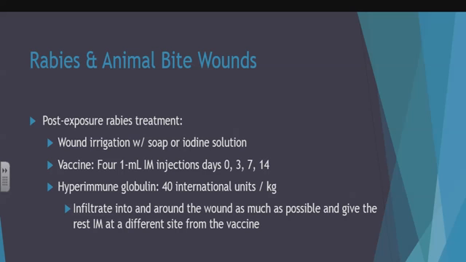So the post-exposure treatment would include wound irrigation as well as soap and iodine solution. And then the vaccine is a 4-injection vaccine, so you do it on day 0, 3, 7, and 14, okay? And then, as I said, sometimes it's indicated to use the immune globulin, and you will have to determine this based off of your local health department and what they are instructing, okay?